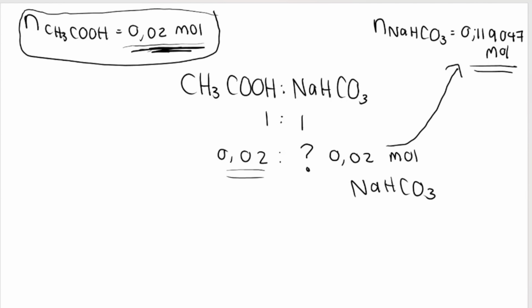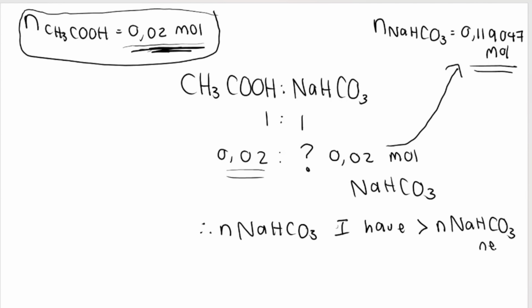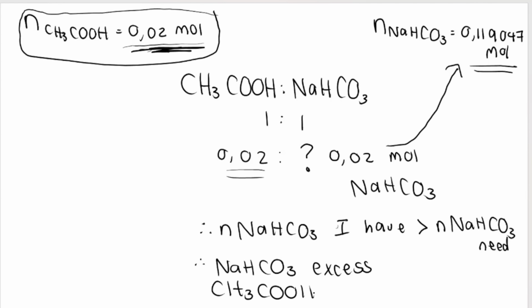I have 0.119. That's more than 0.02. So therefore, the moles of sodium bicarbonate that I have is greater than the moles of sodium bicarbonate that I need. What does that mean? If you have more than enough, remember the rules, you had more than enough. That means that sodium bicarbonate is what we call my excess. And therefore, that allows us to conclude that my acid is limiting. You have to put it in the mole ratio first before you compare it.